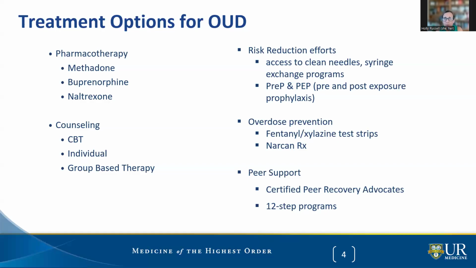Other options for treatment include risk reduction efforts. This may include access to clean needles, syringe exchange programs, or PrEP and PEP. We also have a focus on overdose prevention because we cannot treat people if they die, so we need to keep them alive. This includes fentanyl and xylazine test strips so people understand what is in their drug supply and making sure everyone has access to Narcan. And lastly, we're seeing more and more evidence for the use of peer support. This includes certified peer recovery advocates, as well as more traditional 12-step and mutual aid programs.